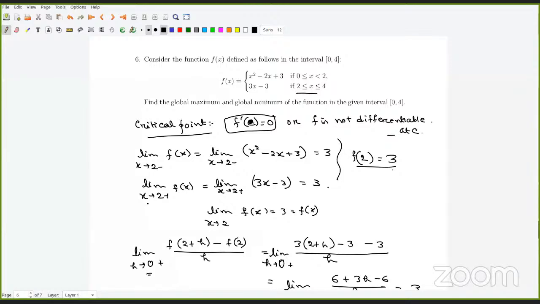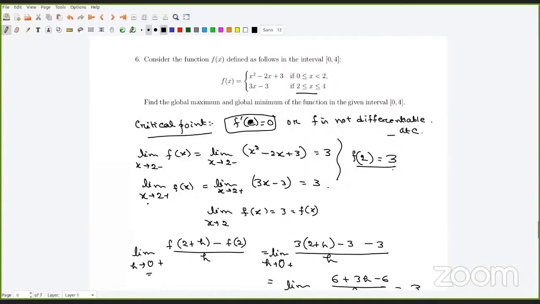When we are only talking about local maxima and minima, you have to check for the critical points. What are the critical points? All those points in the interior of the interval. We are not concerned about the endpoints, where f dash c is 0 or the point is not differentiable. Those are the critical points. For local maxima and minima, we have to check only for those. But when we are talking about global maxima and minima, we have to include the endpoints along with the critical points also.